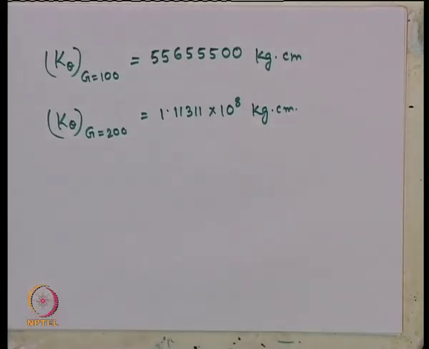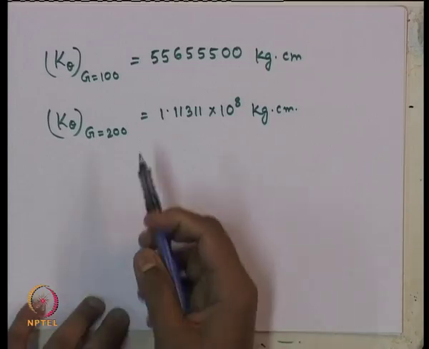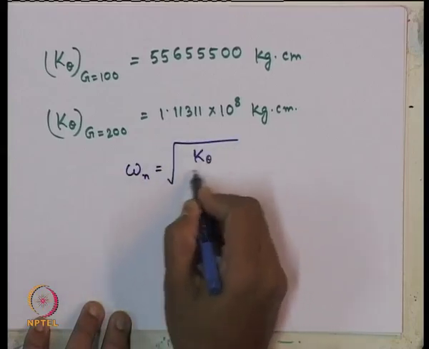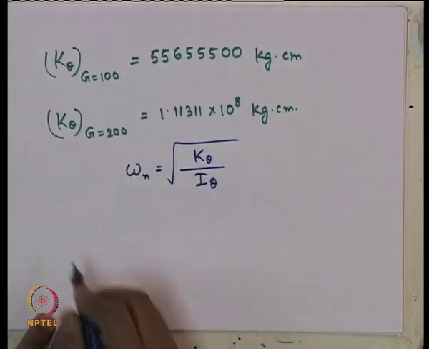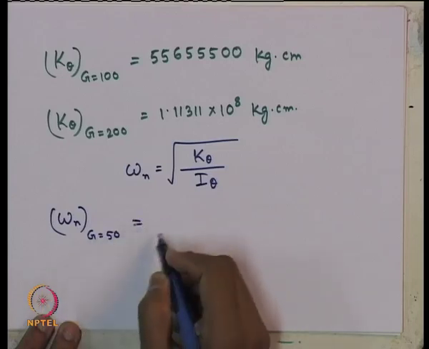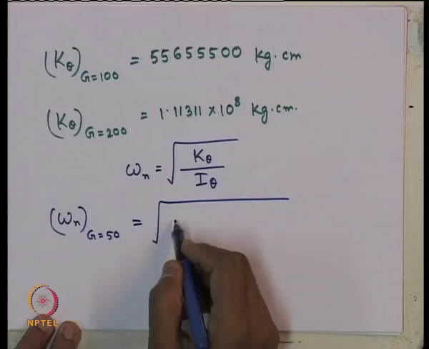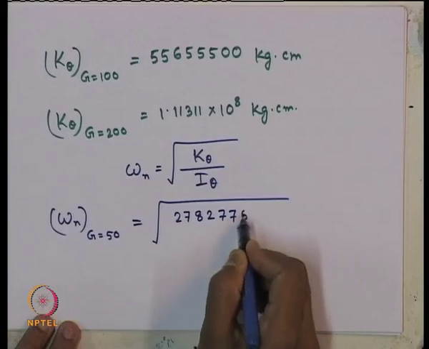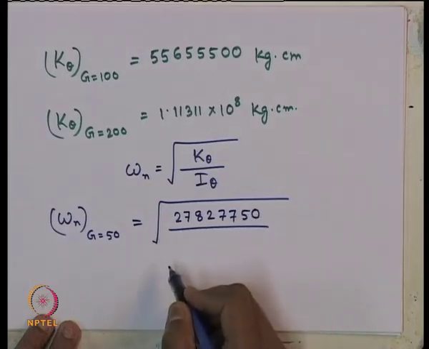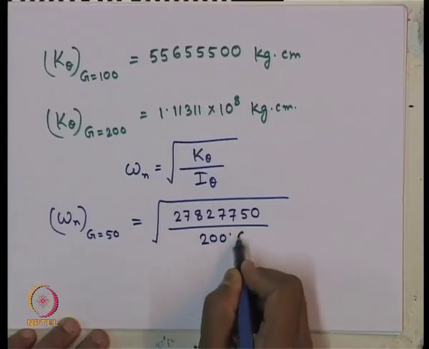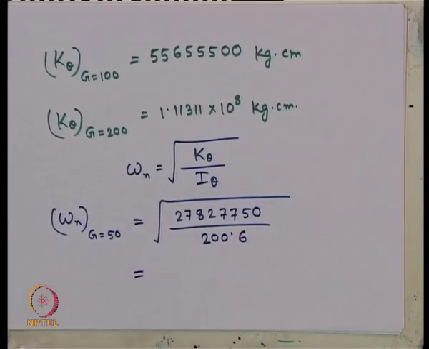So, what is the next step? Next step we have to calculate the natural frequency. So, let us calculate natural frequency. Omega n should be root over k theta by I theta. So, omega n for g equals to 50 should be, k theta for 50 is 27827750 by I theta for 50, which is 200.6. So, how much is omega n coming?